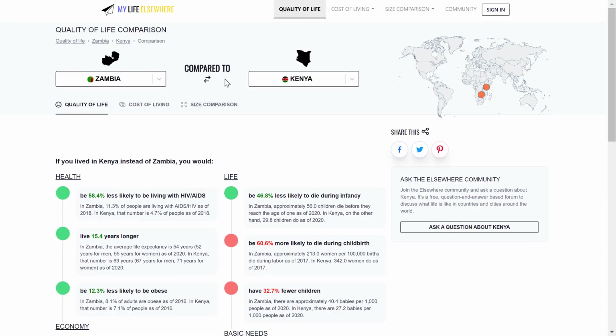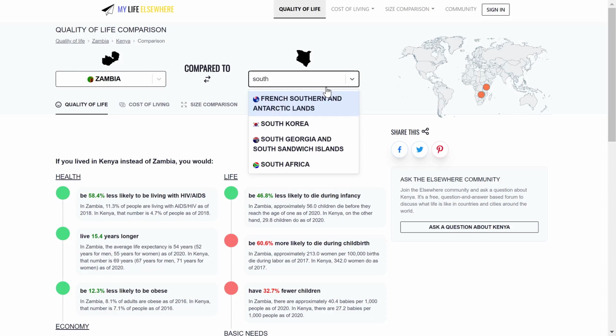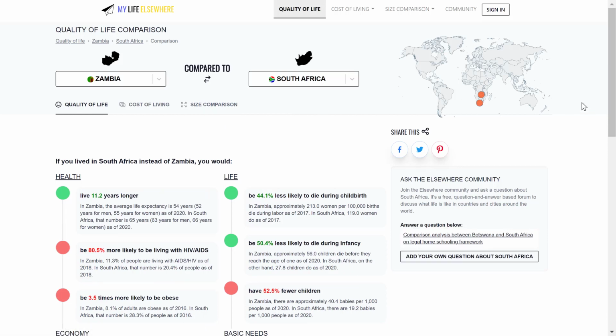All right, so that's Zambia compared to Kenya. Now let's compare to South Africa, one of the countries which people are making really random, arbitrary comparisons with. I think there was South Africa, Kenya, Malawi. Anyways, so here we go.